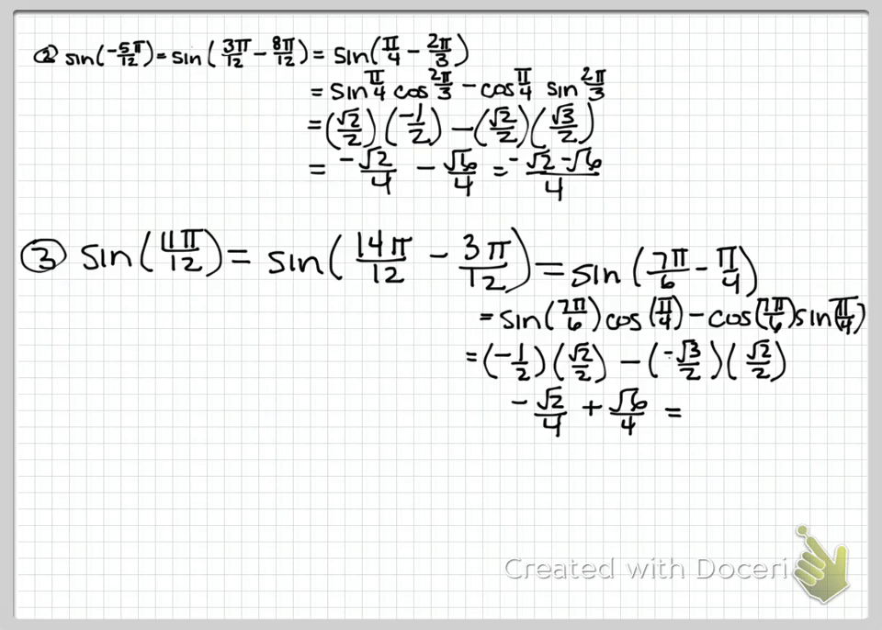And you could leave it as negative root 2 plus root 6, but it kind of looks cleaner if you put the positive in front. So we end up with root 6 minus root 2 all over 4. So these are not really difficult. It's going to be finding those two angles that are going to combine to give you the one that you need. So you're going to have to get a little used to your fractions.